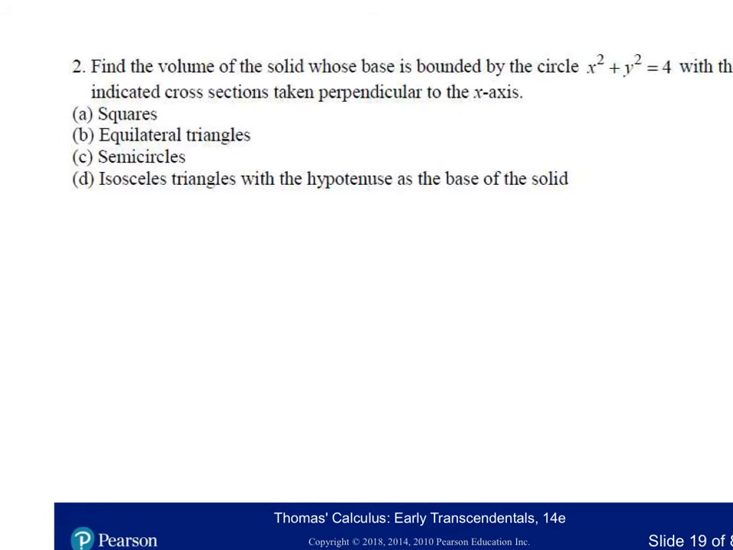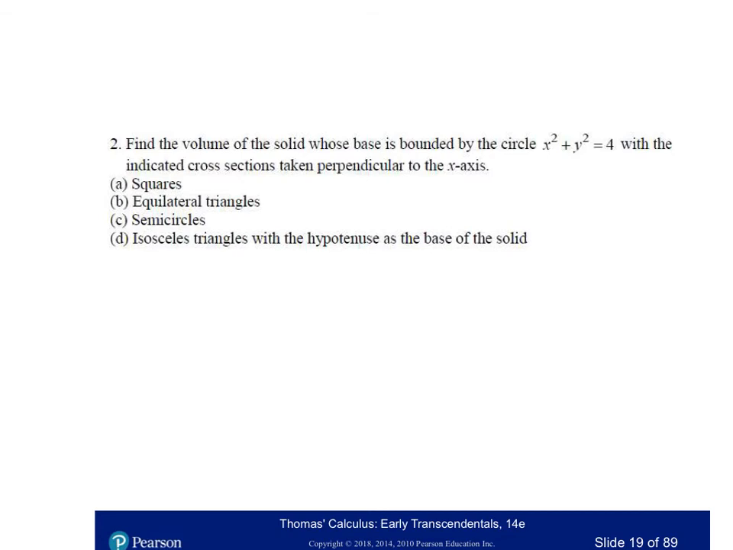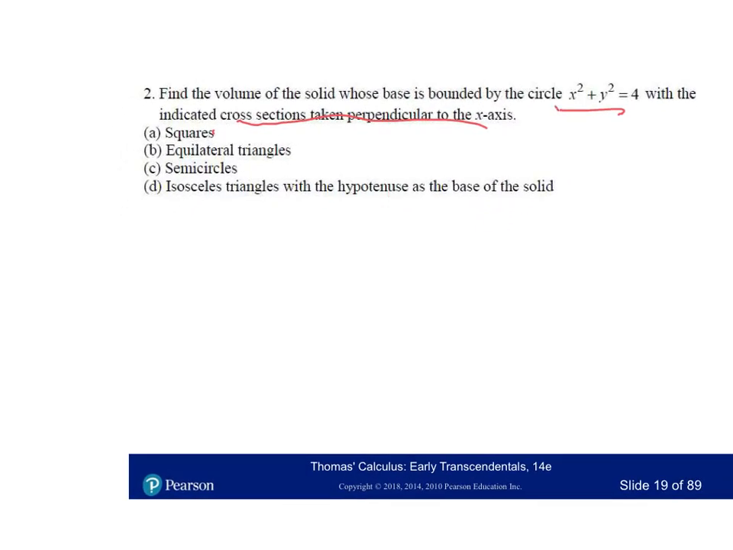Example 2. This time, find the volume of the solid whose base is bounded by this circle, and each cross section that's perpendicular to x is a square. Okay. So what does this equation look like? That's a circle. So it starts here, goes around, and the radius is 2. This number is always r squared.